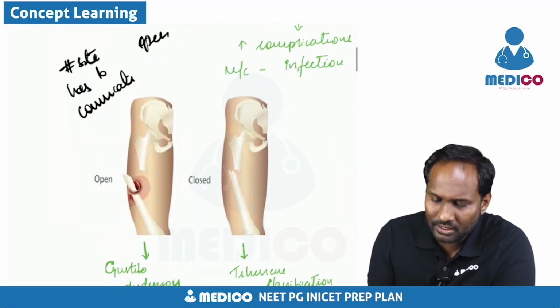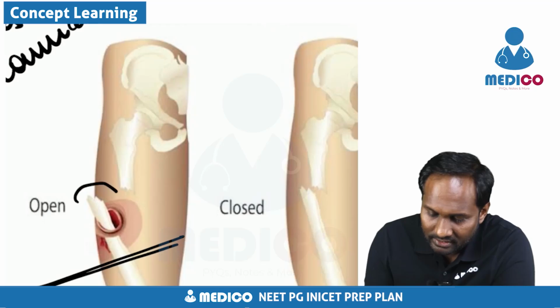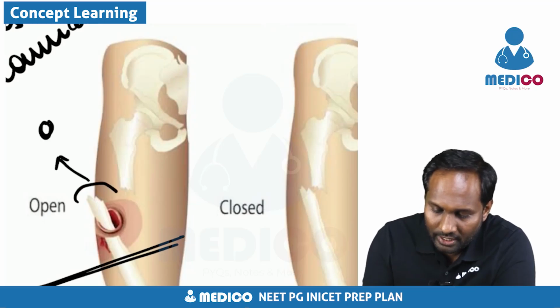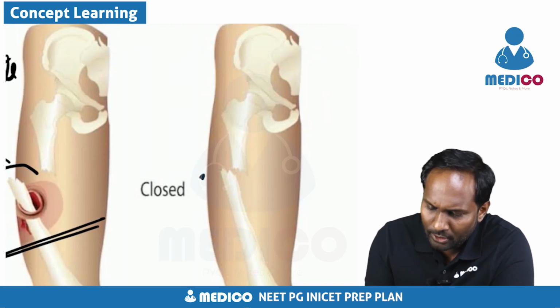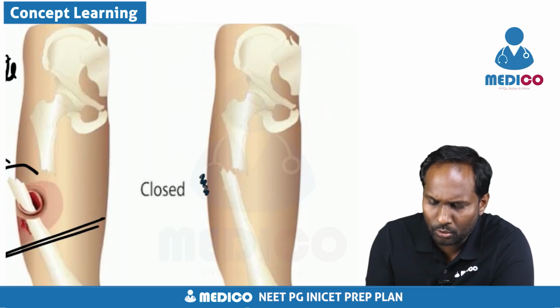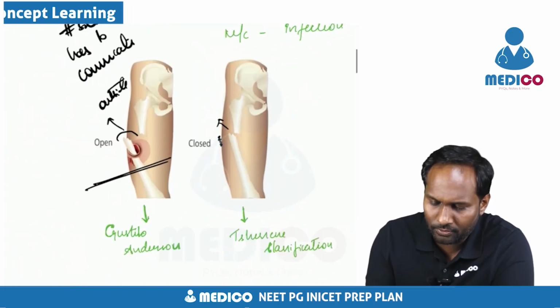Okay. So this is an example of an open fracture where the fracture ends communicate with the outside environment. And in a closed fracture, even though there could be a skin wound here, just a superficial wound, the fracture site is not communicating. That is an example of a closed fracture.